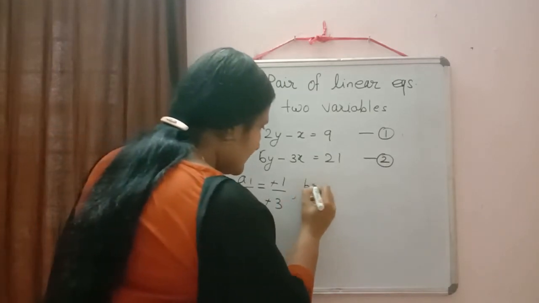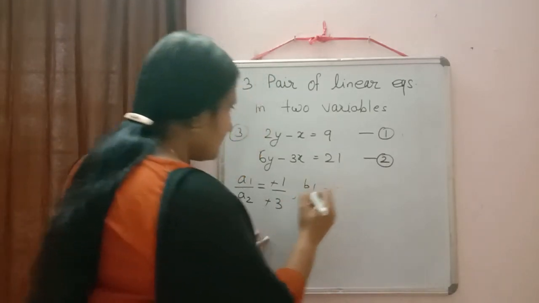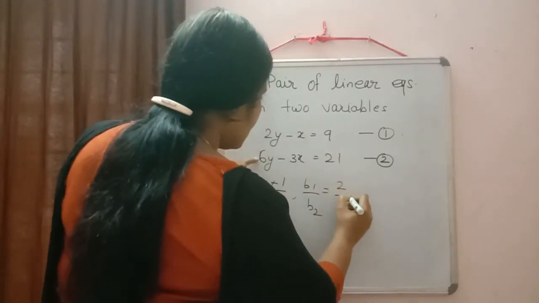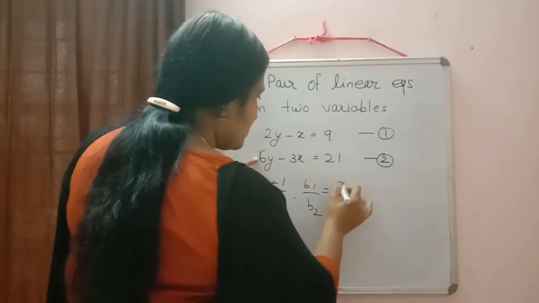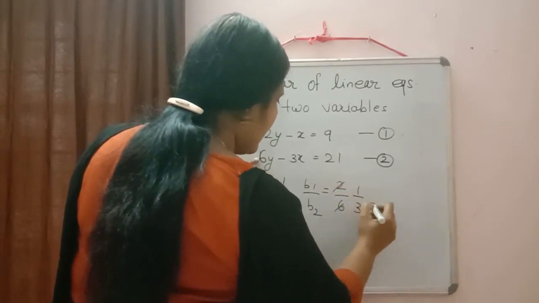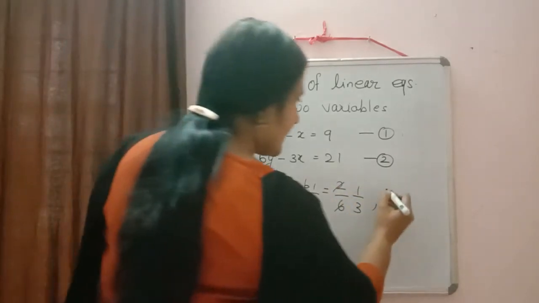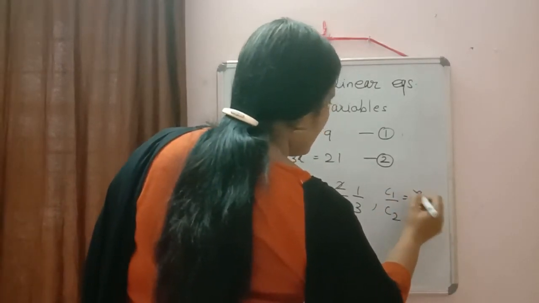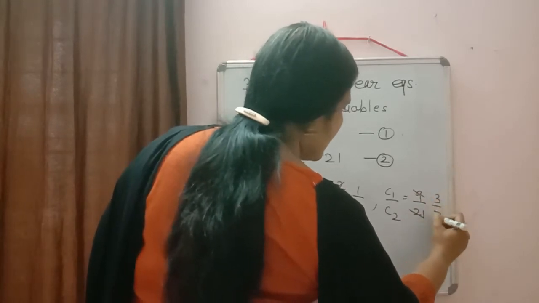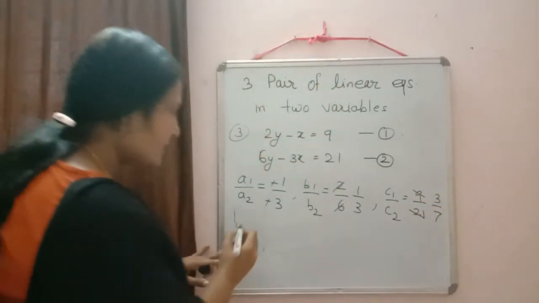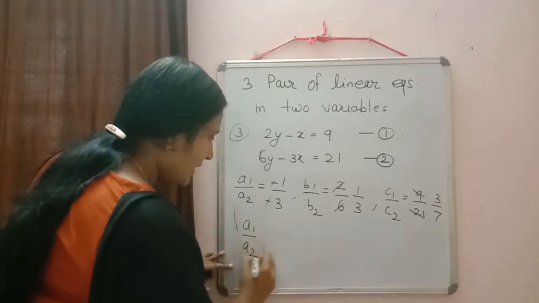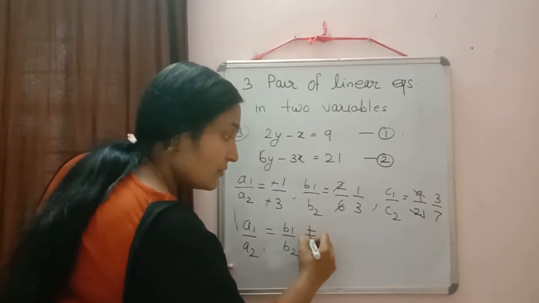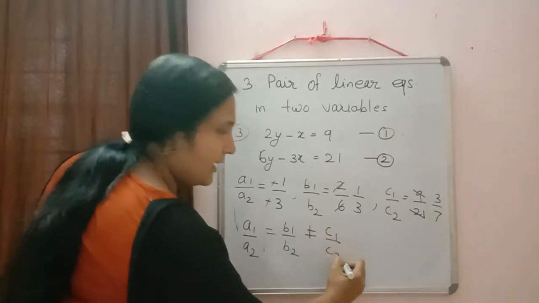Now we can check what will be b1 by b2. Coefficient of y in the first equation is 2. In the second equation we have 6. So again these two will get cancelled. We will get 1 by 3. Now we will check what will be c1 by c2. 9 by 21. If we cancel, what will come? 3 by 7. So in this case what are we getting? a1 by a2 equal to b1 by b2 not equal to c1 by c2.